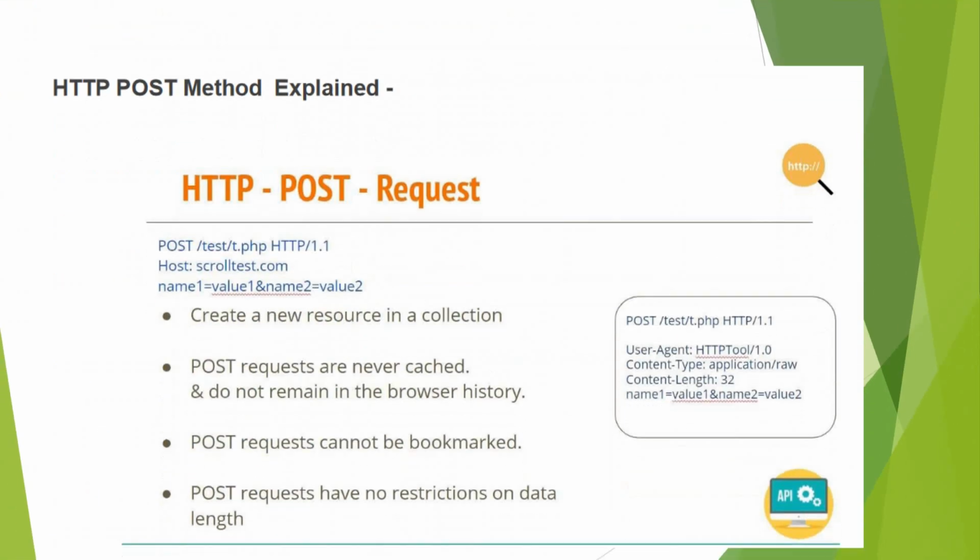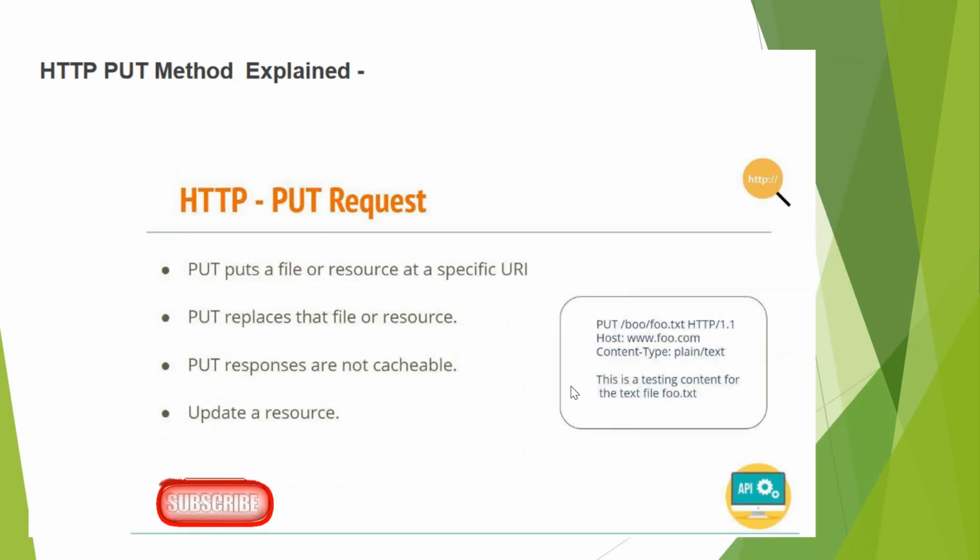Okay. Post creates a new resource in a collection. I think this is just giving you the example here. Post requests are never cached and do not remain in the browser history. Post requests cannot be bookmarked. Post requests have no restrictions on data and length. Okay, you can see that you will be sending the user agent. This is the one, content application raw, like this.